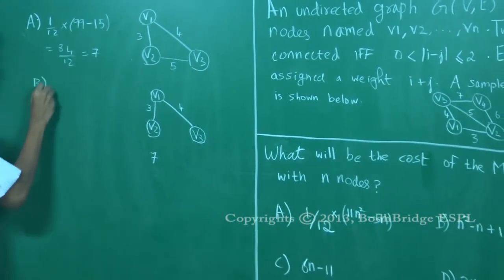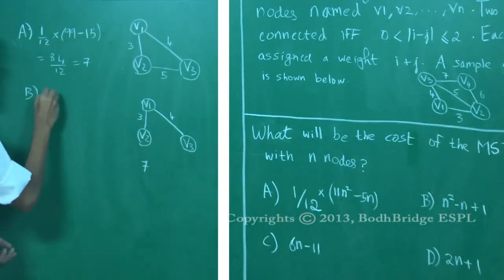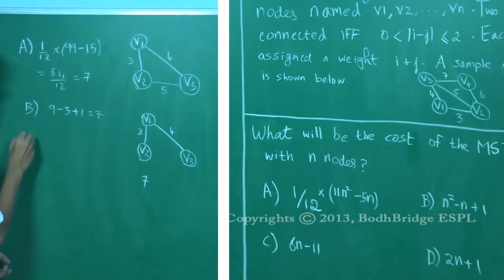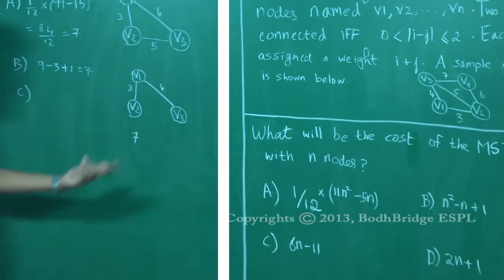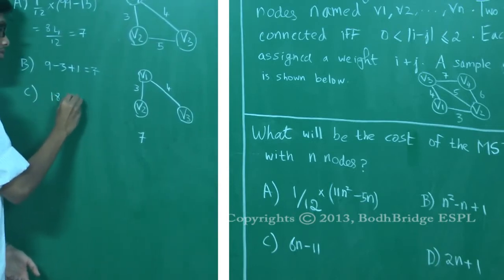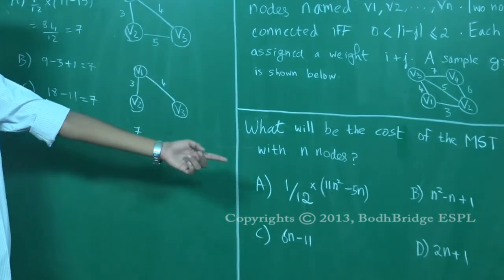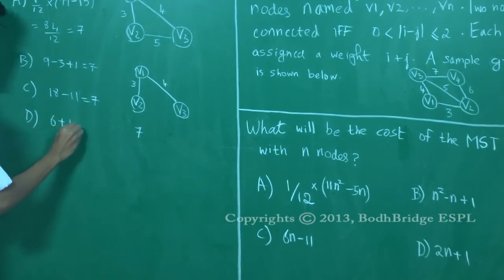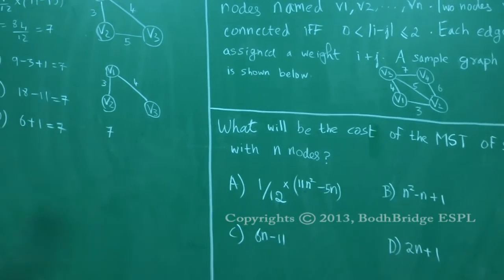Option B is 3 squared, 9, minus 3 plus 1, which is 7 again. So option B also satisfies. Option C is 6n minus 11, which is 18 minus 11, which is again 7. Option C also satisfies. Option D is 2n plus 1, 2 into 3 plus 1, which is again 7. So we see that for n equal to 3, all the 4 equations satisfy.